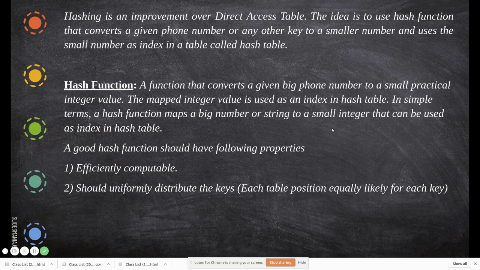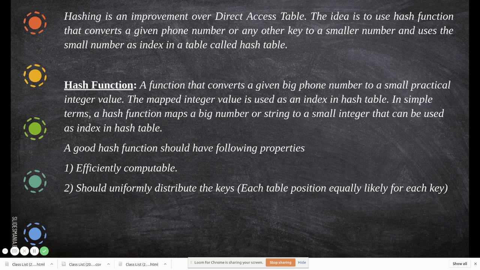So hashing is an improvement over direct access table. The idea is to use a hash function, which converts a given phone number. Here we are using the phone number as the key, yes or no? So that phone number is 10 digits. That can be converted into a smaller number and uses the small number as index.